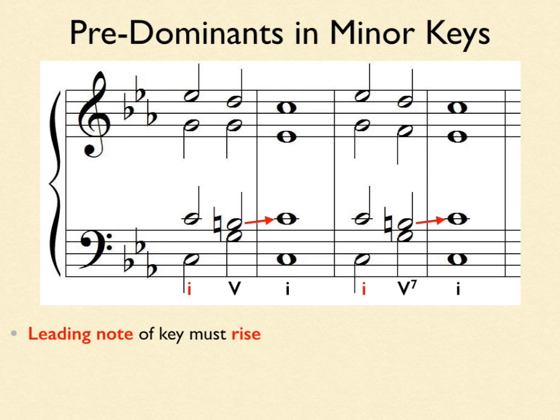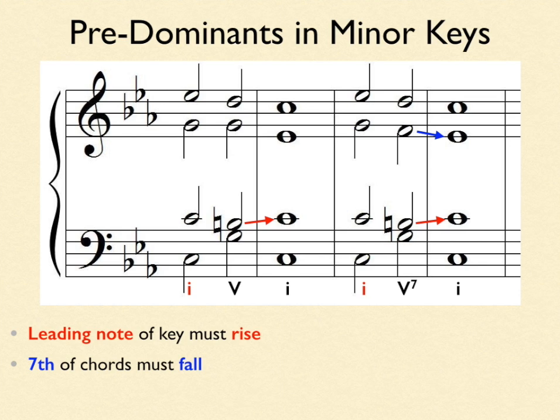So you can see that the leading note of the key must rise. Not only that, but the leading note itself is a raised note. As you can see, it's B natural in the key of C minor here. We've actually had to raise it. It's a raised seventh, and because it's your leading note, it also needs to rise in that voice part. So the B in each example is rising up to the C.